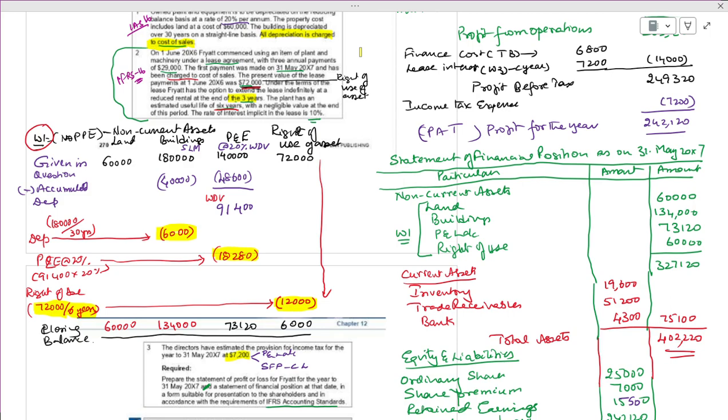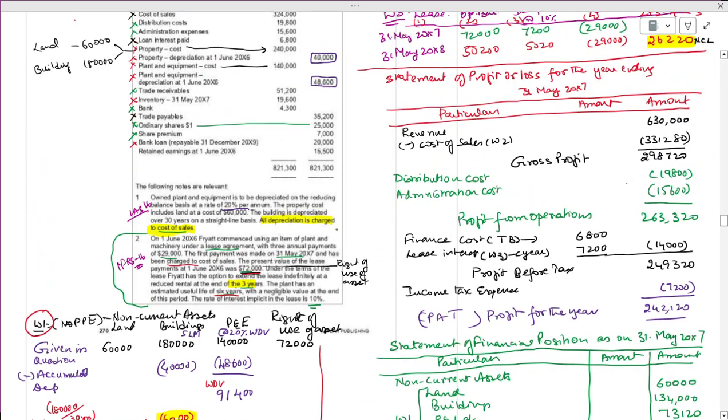6 years. That is the reason we are dividing by 6. We have calculated depreciation of 12,000. Is that how much is there? It will become 60,000. Fine. Now, are you clear about this?